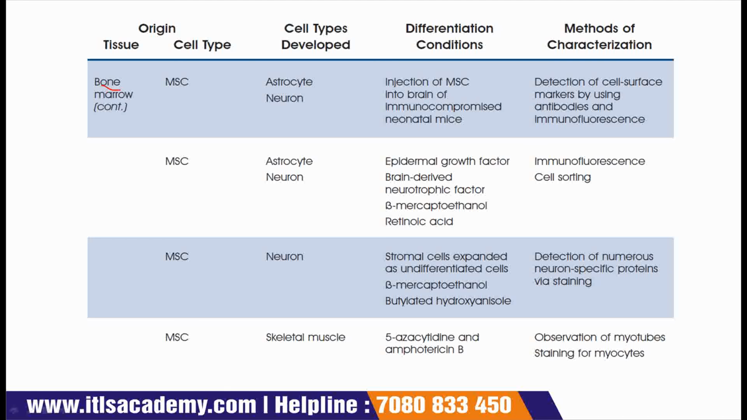Here you can see again, this is mesenchymal stem cell. Cell type is astrocyte and neuron. Conditions for the formation of astrocyte and neurons will be injection of mesenchymal stem cells into brain of immunocompromised neonatal mice. What is immunocompromised? Immunocompromised means that they have less immunity.